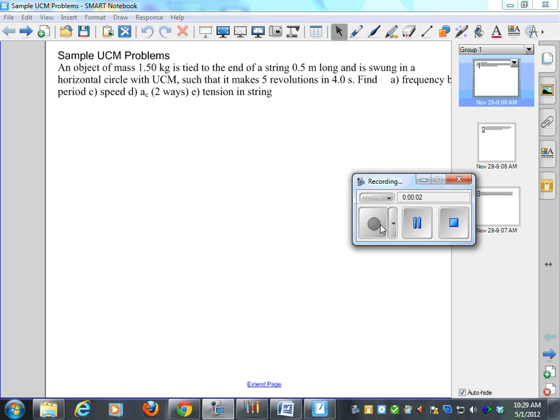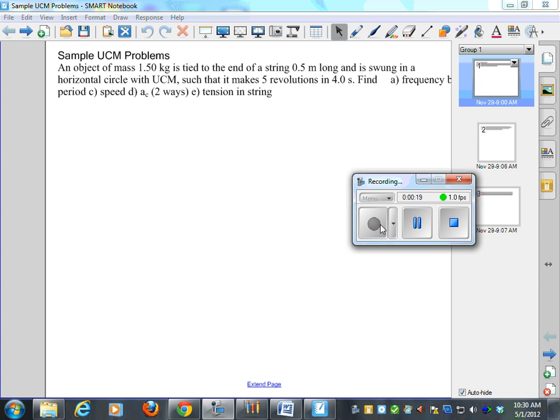Okay, so you should have a copy there of 3 sample questions. We're only going to be looking at the first 2 today because the third one is a vertical sample, and vertical circular motion is sort of a whole new beast. So we're just going to look at the first 2 today.